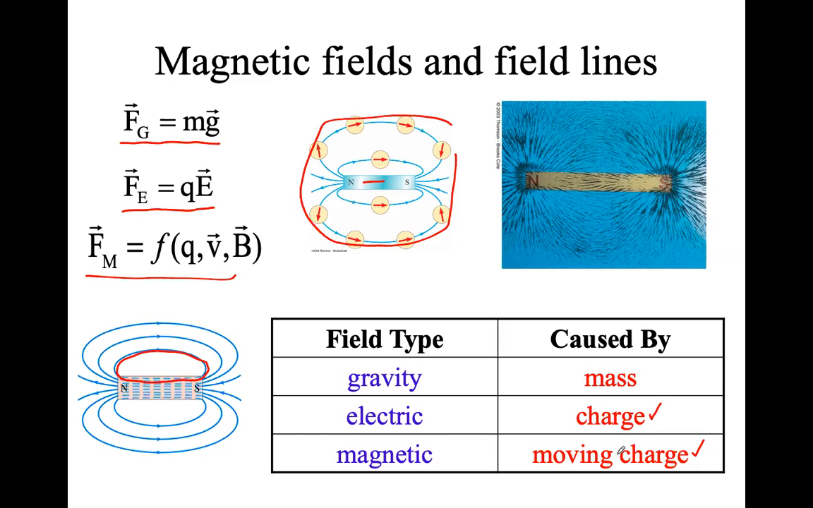But what if you're moving with the charge? Then what one person might call a magnetic field, you might call an electric field, because in your frame of reference, the charge is stationary. That's a little bit bizarre, and that's the kind of stuff that Einstein figured out at the beginning of the 1900s with his relativity work.